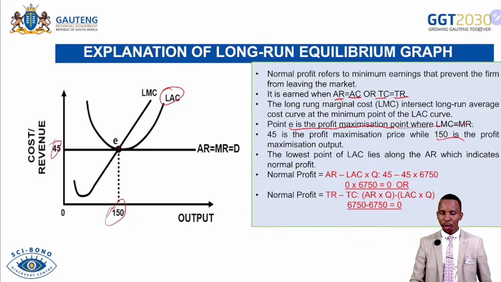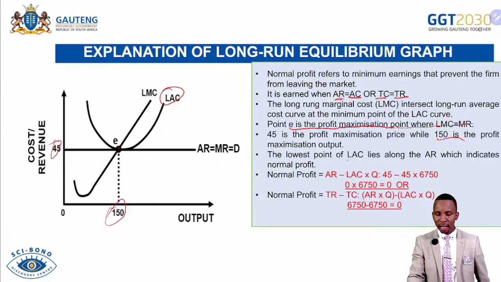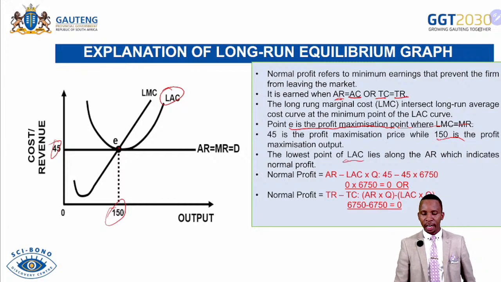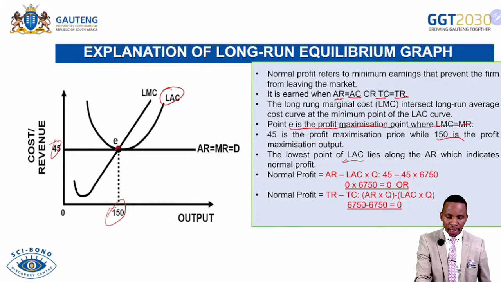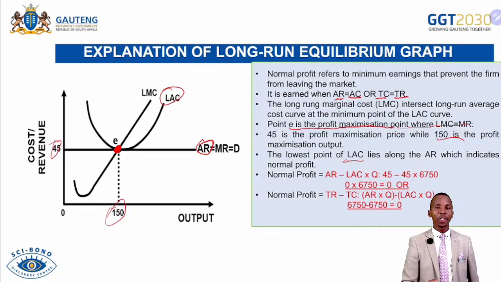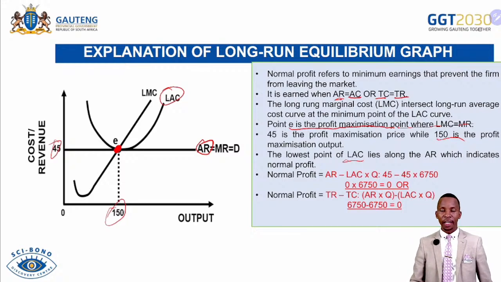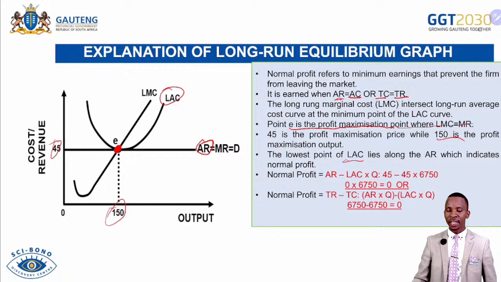And then the lowest point of long run average cost lies along the average revenue, which indicates normal profit. So along here, we can see that the costs are running along the AR curve. So that means AC, LAC, and AR are all equal at this point that I've just indicated. So that means our costs are equal to 45, our revenues are equal to 45. Then the firm in that case is not making a profit, neither a loss.